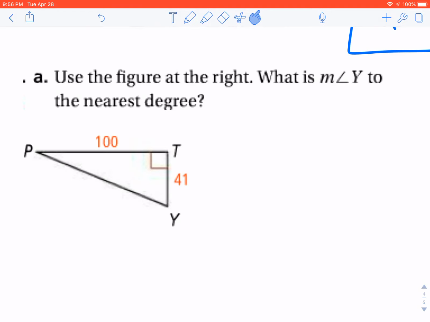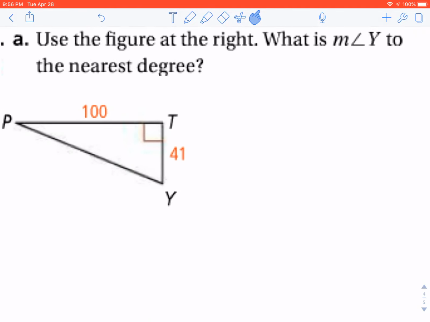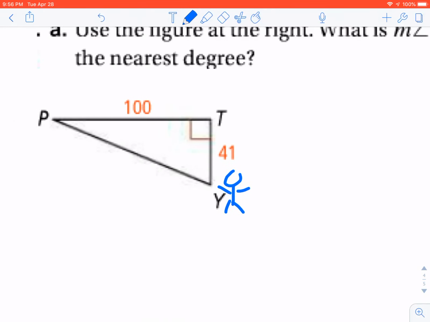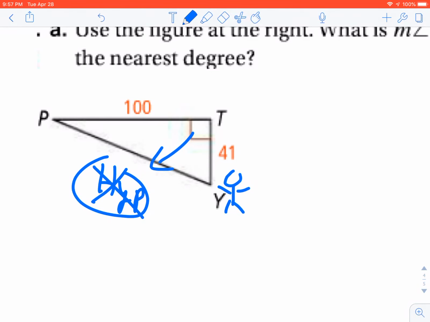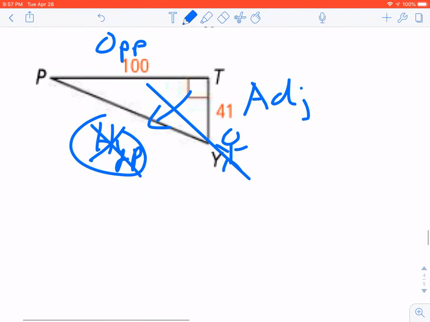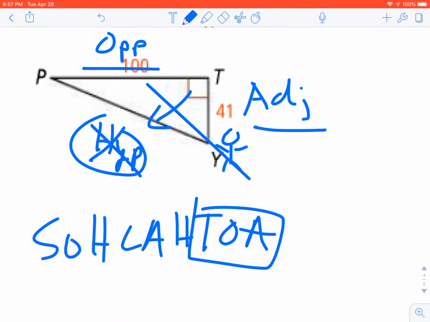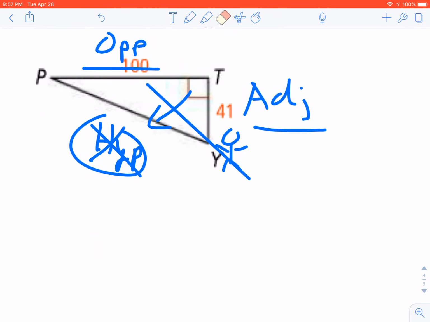We've got to find the measurement of angle y. So the first thing I'm going to do is stand at angle y. Okay, T is my right angle, which means that this is my hypotenuse, and for us, it was not marked, so I don't care about the hypotenuse at all. If I'm standing here, this is opposite of where I'm standing, and the 41 is adjacent to where I'm standing. So, TOA, okay? Well, what trig function deals with opposite and adjacent? That's tangent. So hopefully you chose the correct trig function.